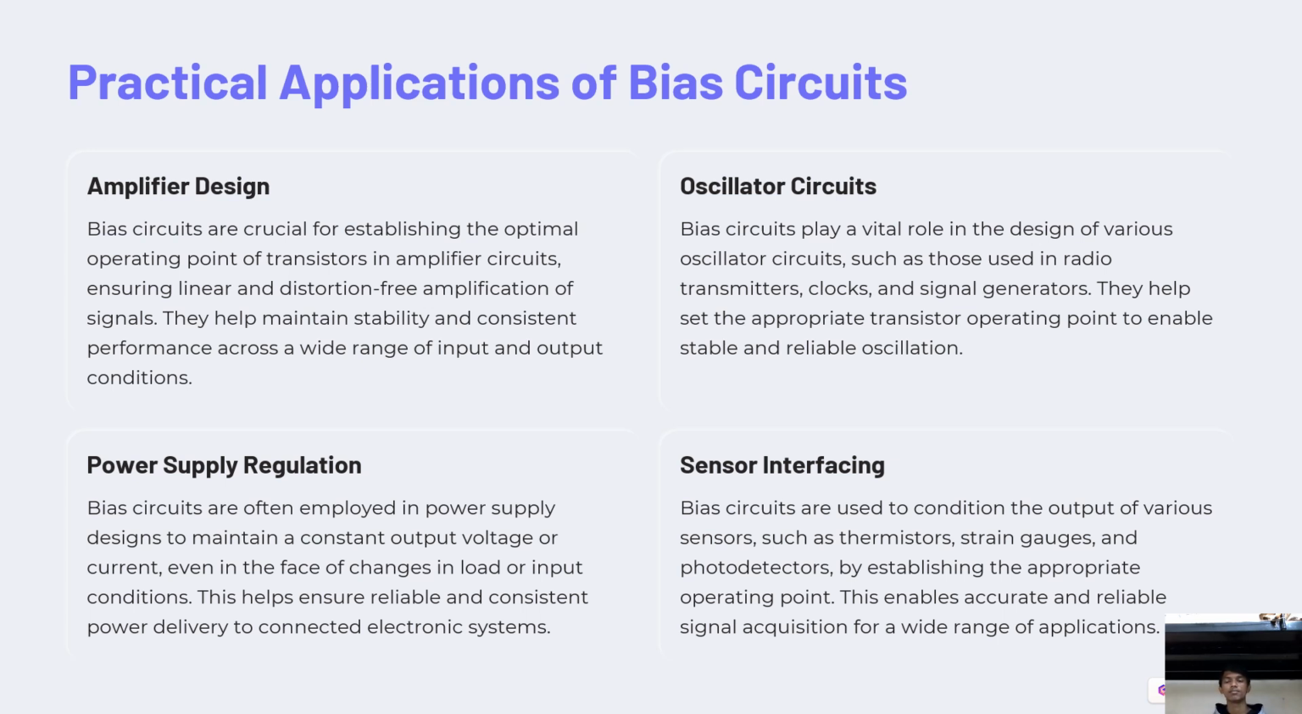Sensor interfacing. Bias circuits are used to condition the output of various sensors such as thermistors, strain gauges, and photodetectors. By establishing the appropriate operating point, this enables accurate and reliable signal acquisition for a wide range of applications.